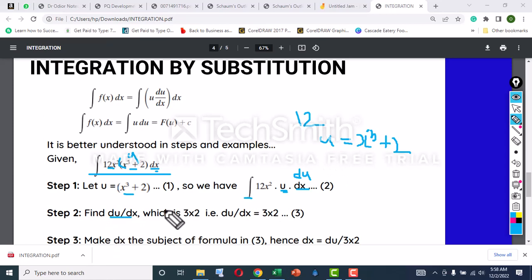So we now know that our u is x raised to 3 plus 2. So step 2 is that you should find the du dx of this x cubed plus 2. So by the time you find du dx, your normal rule of differentiation, normal rule, nothing special. So your du dx will now be equals to rule of differentiation.